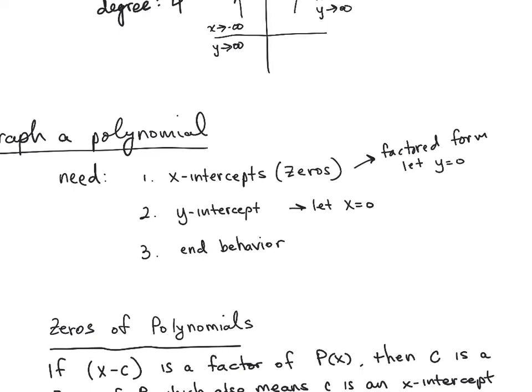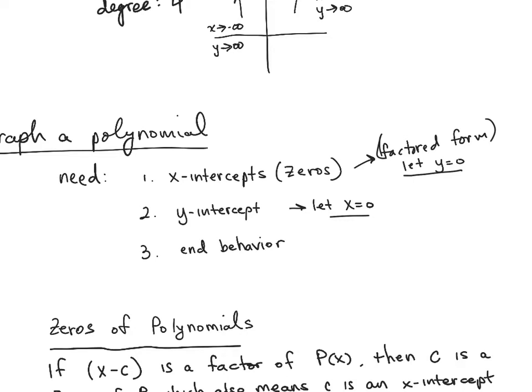There are three things we need to do in order to graph a polynomial. We need to know the x-intercepts, and those are called zeros, and I'll explain a little bit more about that in a second. The x-intercepts come from factored form. We need to factor the polynomial, and you find the x-intercepts by letting y equal 0. The second thing we need is a y-intercept, and we find the y-intercept by letting x equal 0.